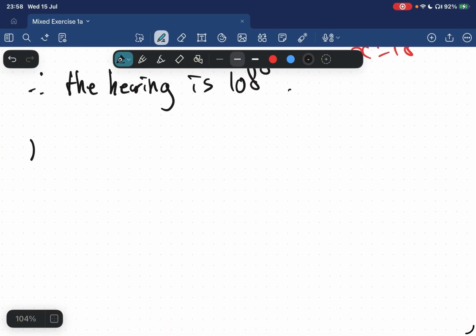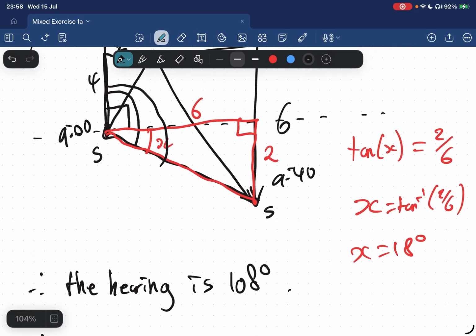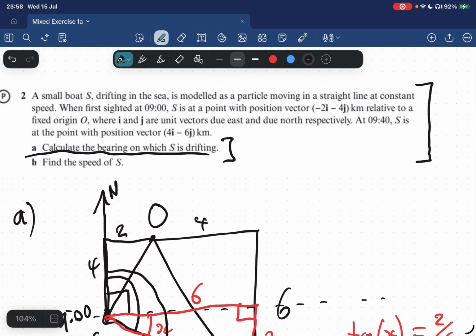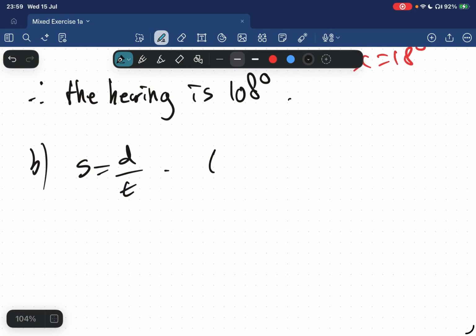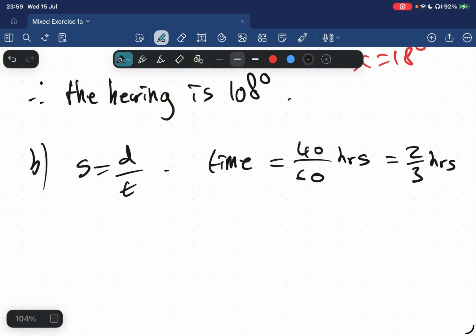Next, we need speed. Whenever you're asked for speed, this formula should just jump out at you. It should be instinct at this point: speed is distance over time. We know our time, so let's write it down straight away. Let's do this in hours. So 40 out of 60 hours, so 2/3 hours.